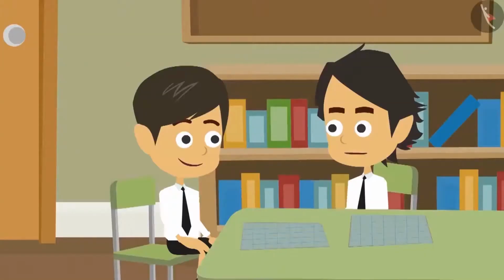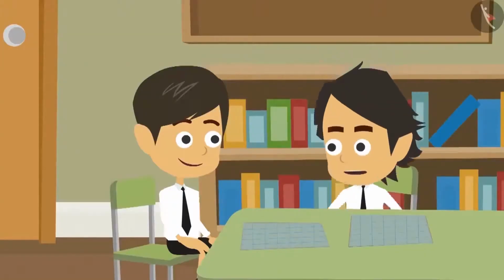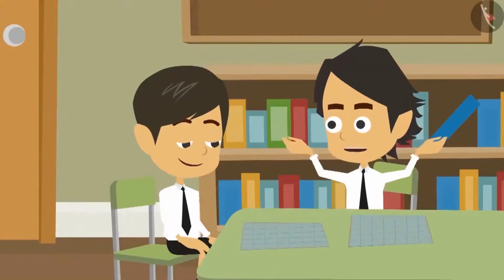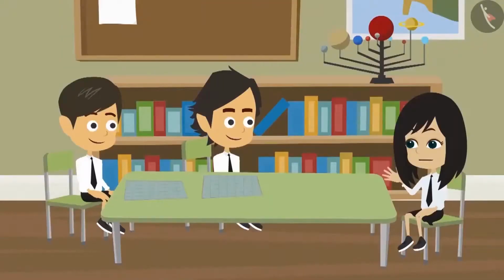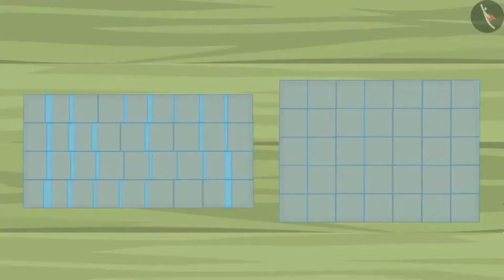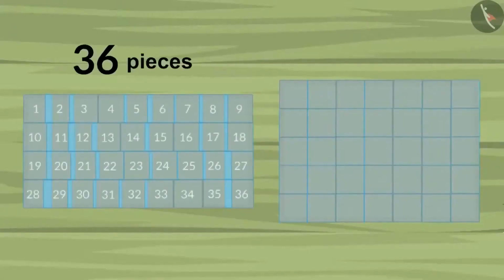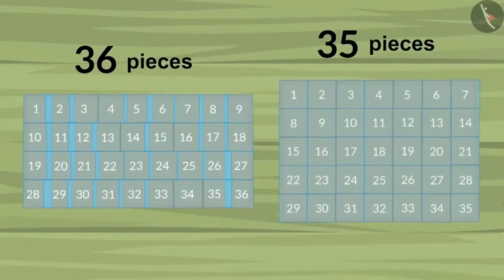No, Reyansh, how many times should I tell you that your method of measuring the cardboard is wrong? Show me, how have you both measured? Look, Neha, 36 pieces were required to cover my cardboard, whereas 35 pieces were required to cover Ayushman's cardboard. This means that my piece of cardboard is bigger.